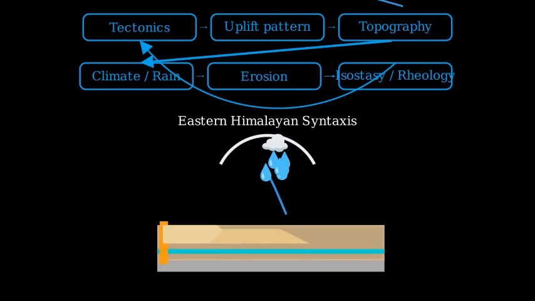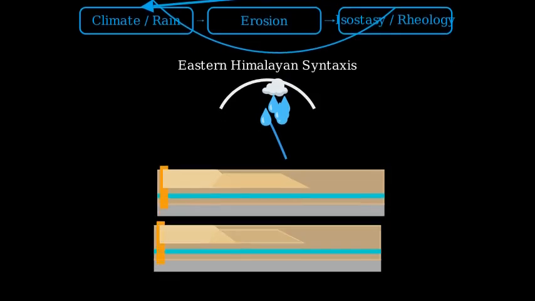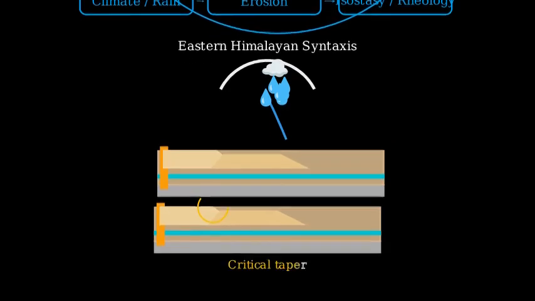A classic sandbox thrust wedge. Sand represents brittle crust, and a weak basal layer simulates a detachment. Pushing a backstop produces a forward-verging wedge that grows toward a critical taper. Erosion at the wedge front can lower the taper and shift where new thrusts initiate.